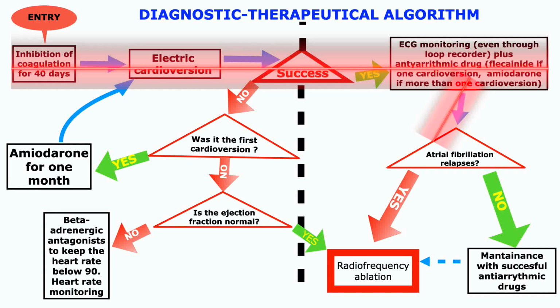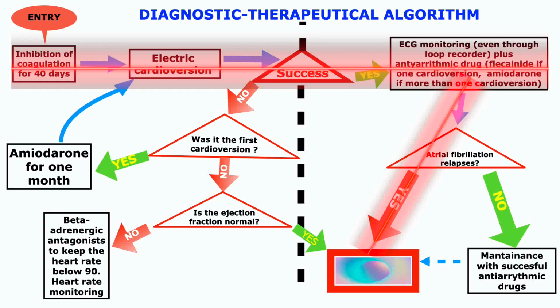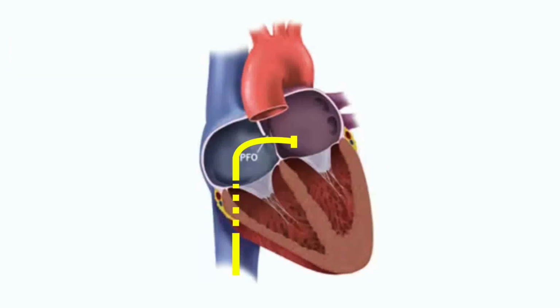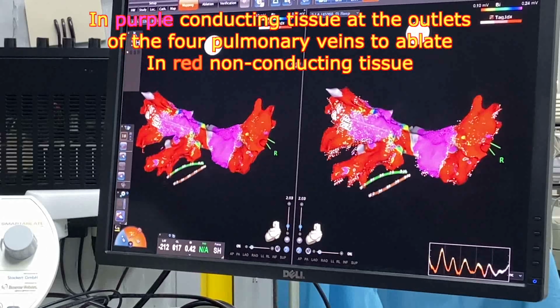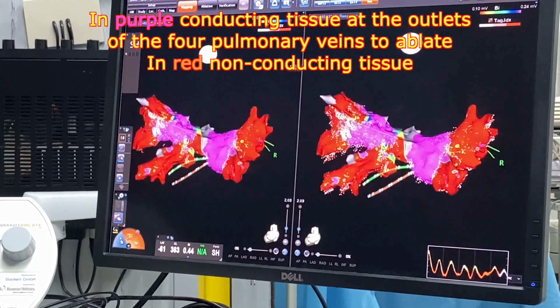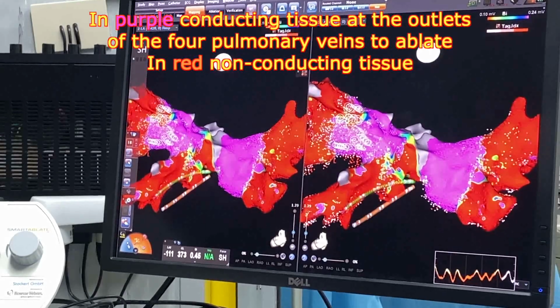Nevertheless, the atrial fibrillation relapsed. Once a transesophageal ultrasound scan made sure that no thrombus was floating in the atria, the patient underwent intracavitary radiofrequency ablation. The ablating catheter was introduced up to the right atrium and from there through the foramen ovale into the left atrium. The outlets of the 4 pulmonary veins were electrically connected to the atrial pathways, and therefore all 4 were isolated by radiofrequency ablation.